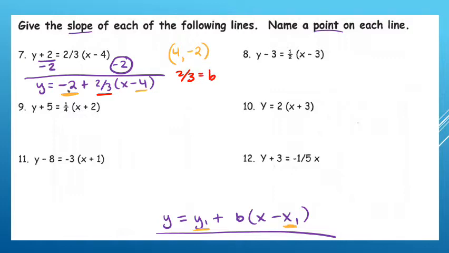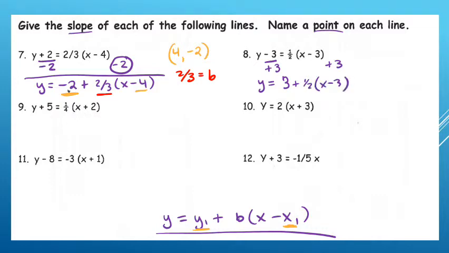So then I'm going to do the same thing on the other ones here. Again, I might need to rewrite the equation first. Just like you see over here, I have y minus 3 equals. I need to make it into y equals. So I'm going to add 3 to both sides. I then get y equals, I'm going to write the 3 first actually, 3 plus 1/2 times x minus 3.